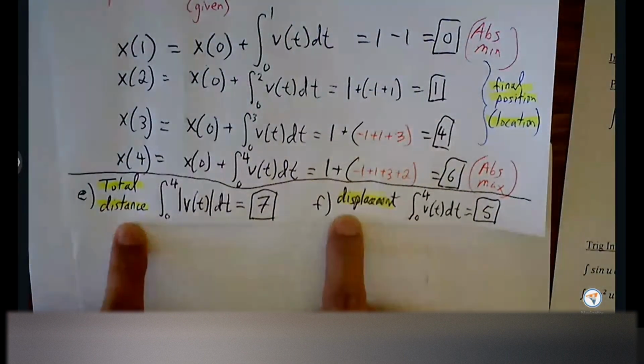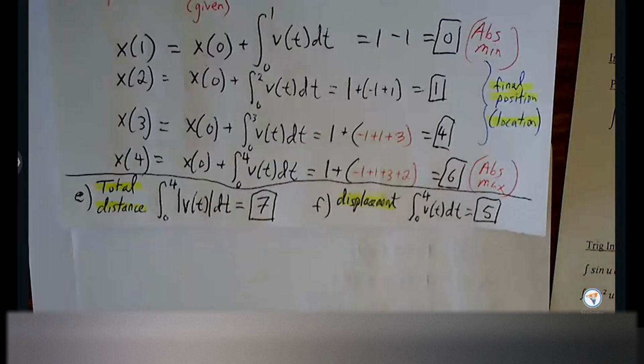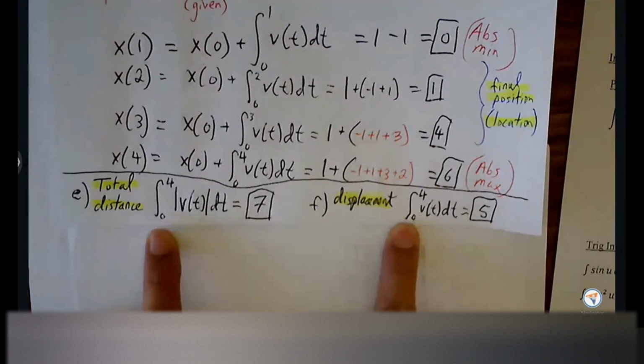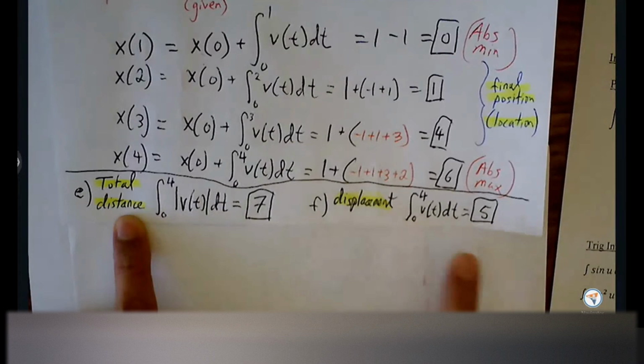We don't add an initial position to total distance and displacement because we're not concerned about the location. We're just concerned about the amount of travel that this object is going to undergo. I see a lot of students want to add a position, a starting point, to distance and displacement, but we don't do that, right?